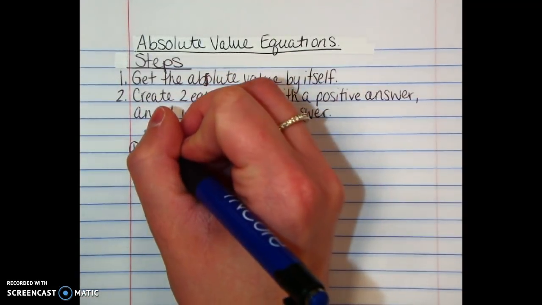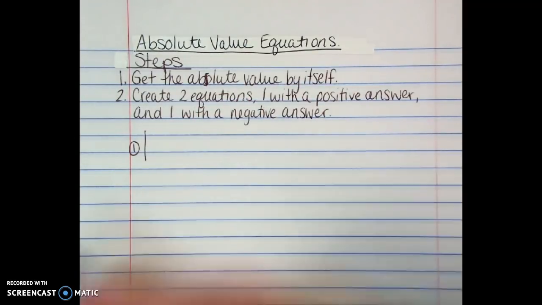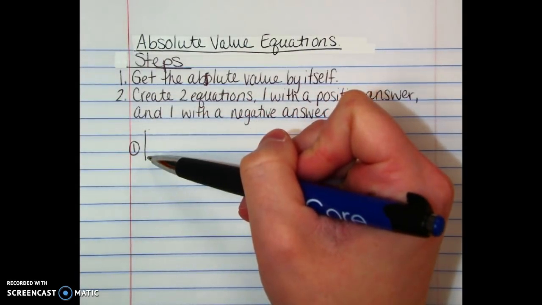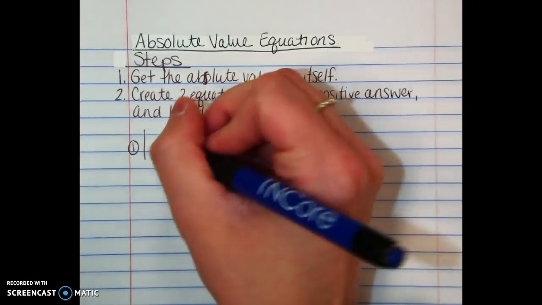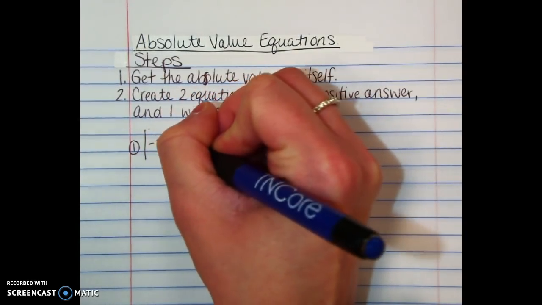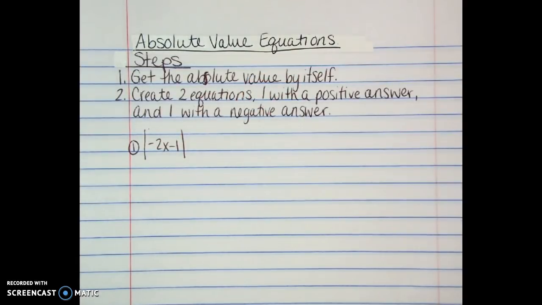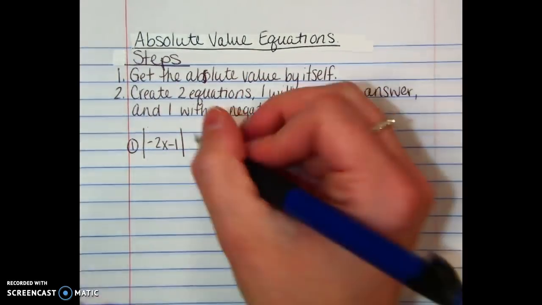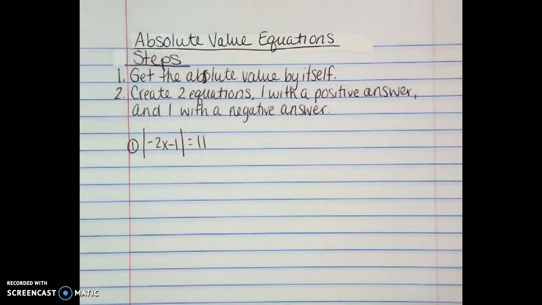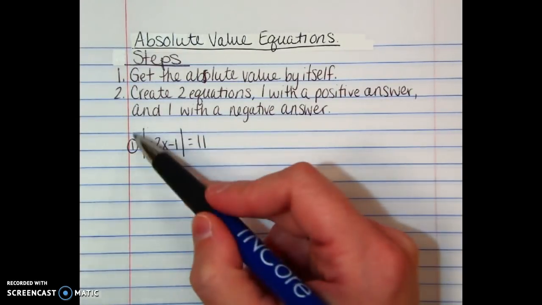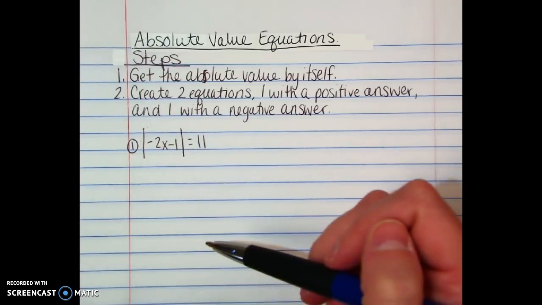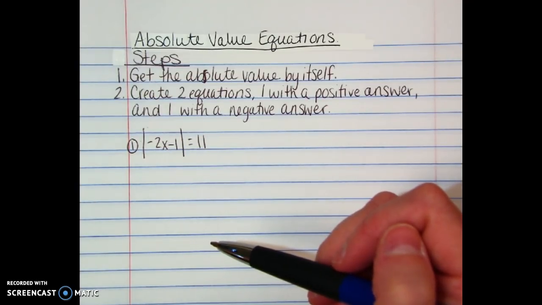This one, so absolute value, you need to make the line go above this line and below. So it has to be kind of like an extra long line, if you will, so it doesn't look like a 1. So the absolute value of negative 2x minus 1 equals 11. Now step 1 tells me to get the absolute value by itself. I already have it by itself. I don't have anything on the outside of it on this side, so I can go ahead to step 2.